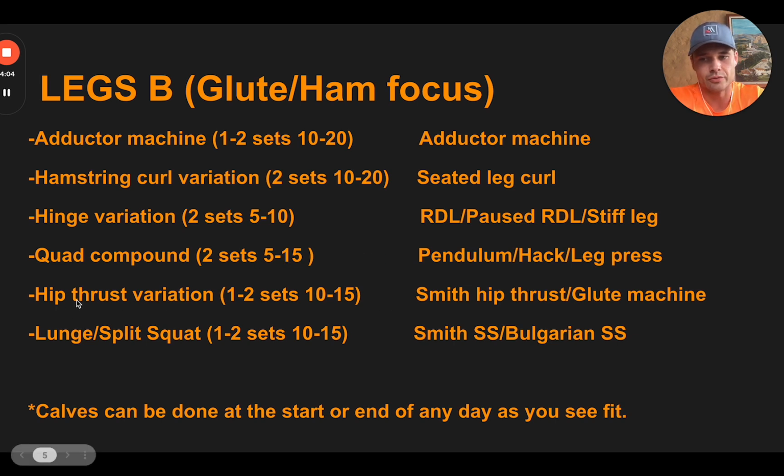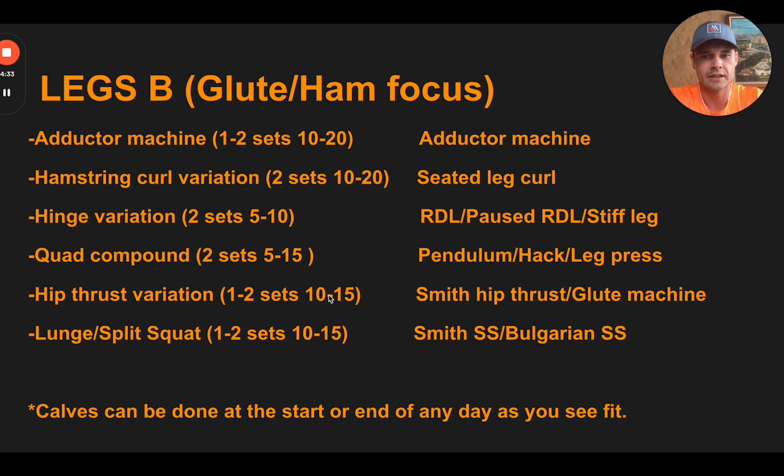Then we get into our hip thrust variation, where we're going to try and bias getting the glute in the short position, because your glute is going to have been worked in the lengthened position by your hip hinges, your deadlifts, Romanian deadlift, stiff legs. Same with any sort of single leg split squats, lunge variations, all of that stuff. So we want something to bias the short, which will be a hip thrust variation. So maybe a Smith hip thrust or a glute machine, something like that.